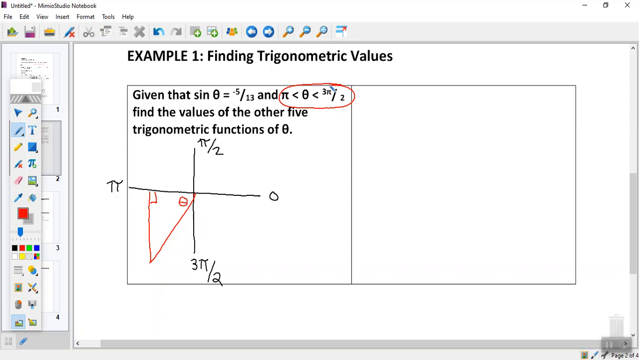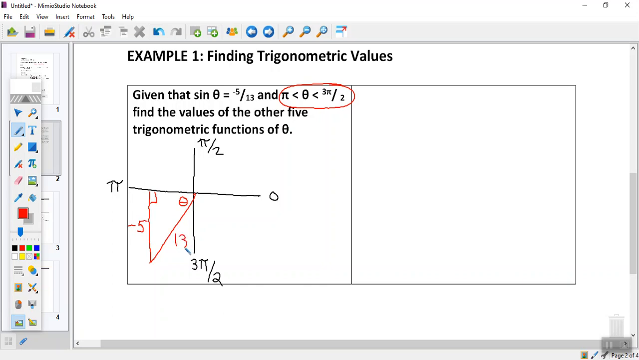So again, we've talked about this already. By definition, friends, what is the definition of your sine function? What over what? Opposite over hypotenuse. Okay, so opposite leg length has to be what value according to this ratio up here? This has to be -5, and then the hypotenuse would be what?